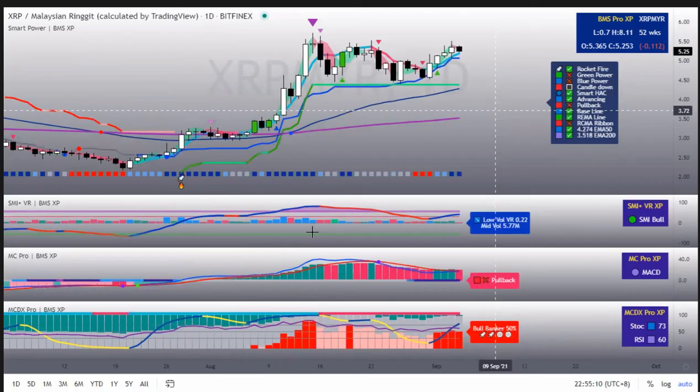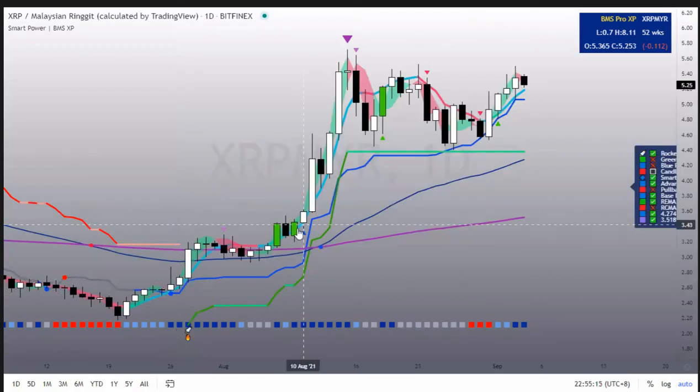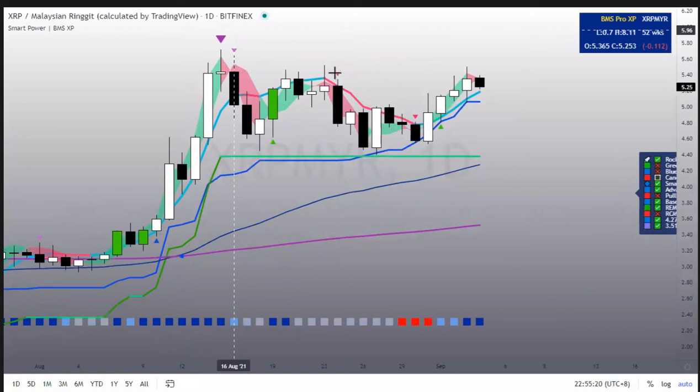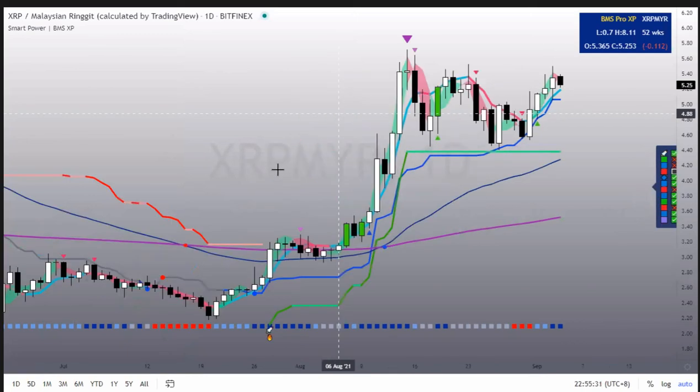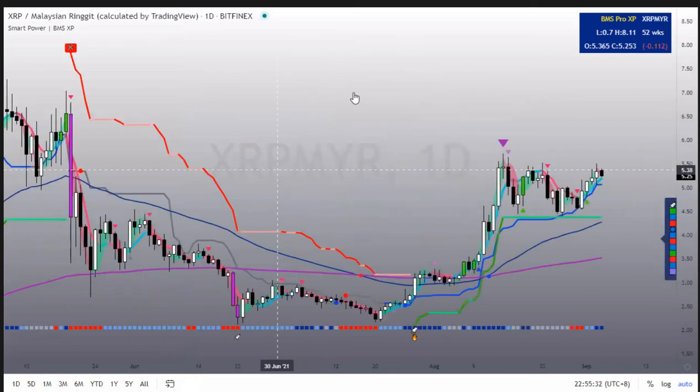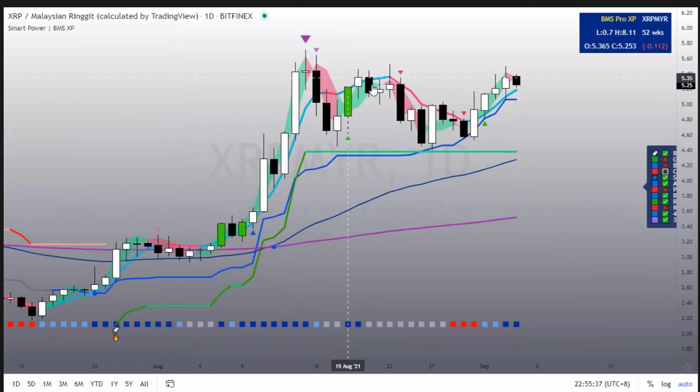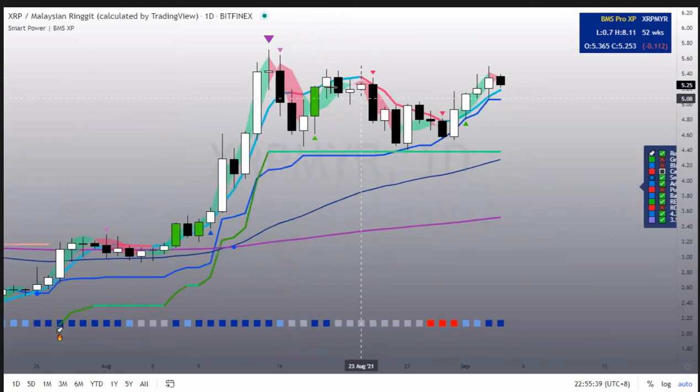As long as there's a rocket fire arrow pointing up, or a green candle, these are bullish signals. As long as there's a purple arrow pointing down or red pointing down, these are the bearish, sell signals. That's it. This is the buy and sell signal. It's nothing complicated on the chart. The more you look at the chart and install the BMS indicators, the more you will familiarize yourself with the system.